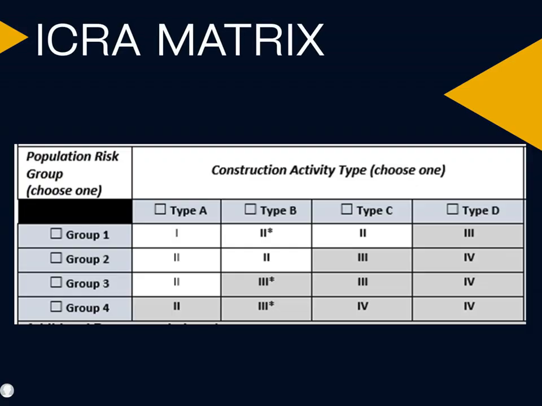Using the ICRA matrix shown on this slide, align the population risk group with the construction activity type based on the project scope of work to determine the overall project classification level. This classification identifies the preventative measures required to safely carry out the work while minimizing risks to patients, staff, and others in the surrounding areas.